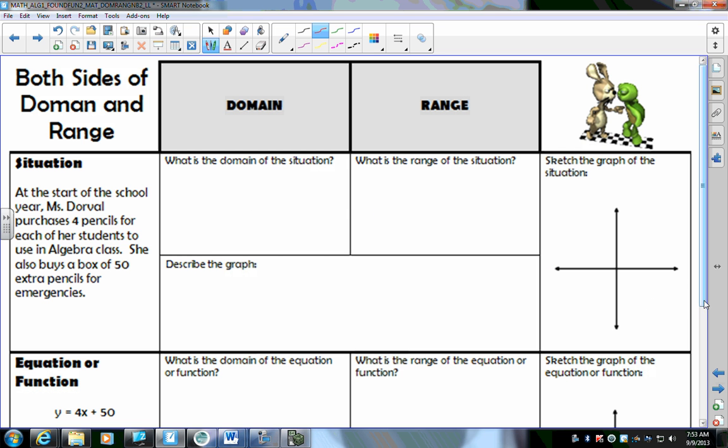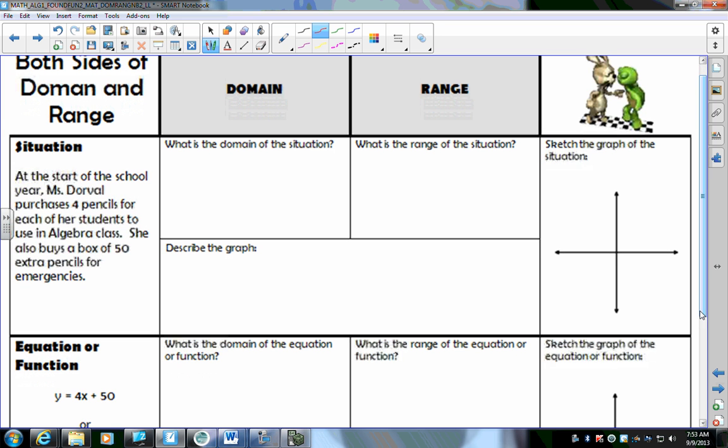Okay, so now turn your paper over. You've got this right here, and it says both sides of domain and range. Now, it gives you the word problem. It says, at the start of the school year, Ms. Dorval purchased 4 pencils for each of the students to use in algebra class. She also buys a box of 50 extra pencils for emergencies.